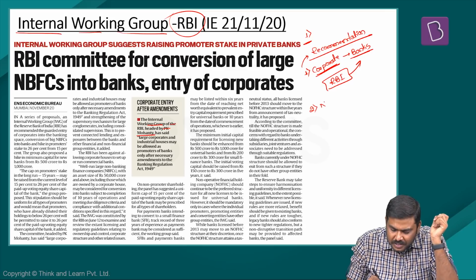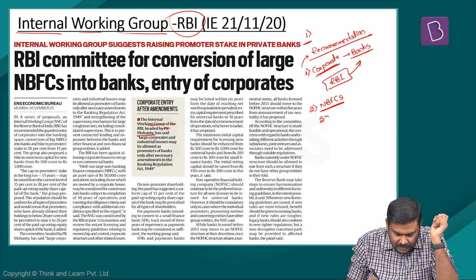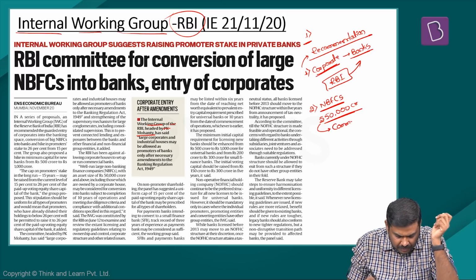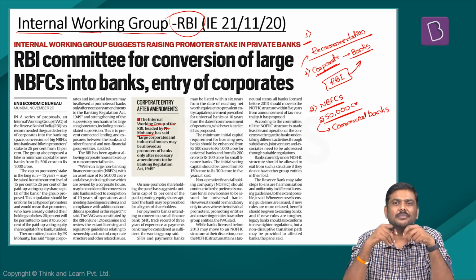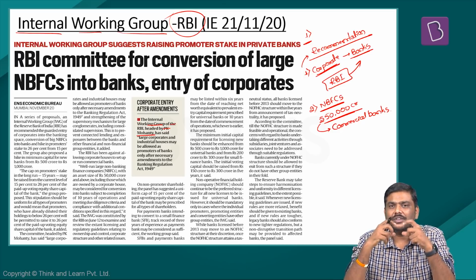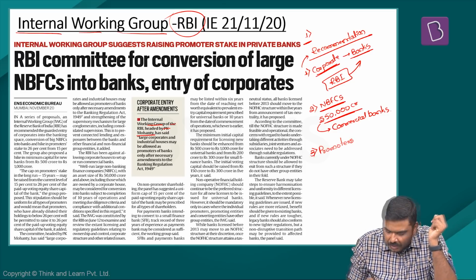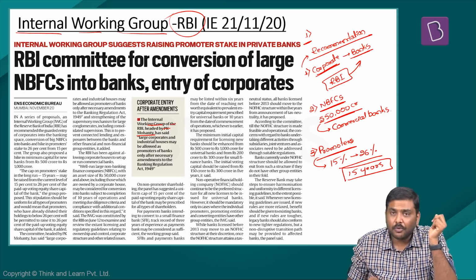The second very important recommendation is with respect to NBFCs. It is stated that those NBFCs with an asset size of over 50,000 crore rupees could be allowed to be converted into commercial banks. That is the second very important recommendation. Again, there are conditions. For example, they are saying that they should have been in operation for at least 10 years, and so on and so forth. Third, in the case of NBFCs, the promoter's ownership should be increased from 15% to 26% over a period of 15 years. This is another very important recommendation.